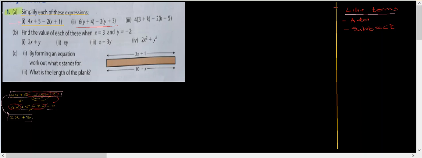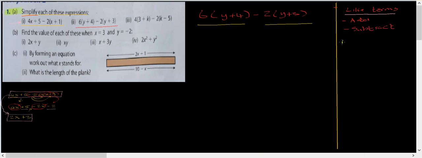So again, what you've been asked to do is to simplify. So we'll write it out. So we have 6 bracket y plus 4 minus 2 times y plus 3. Okay, so this is our expression. Now what we want to do is simplify it. So the first thing we want to do is, when we have brackets, so we've brackets here and we've brackets here, we want to remove the brackets.